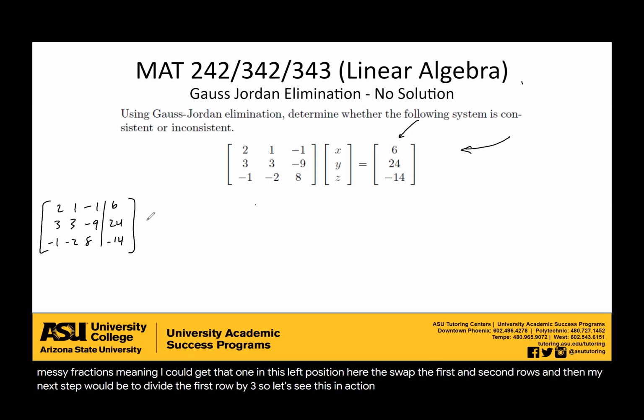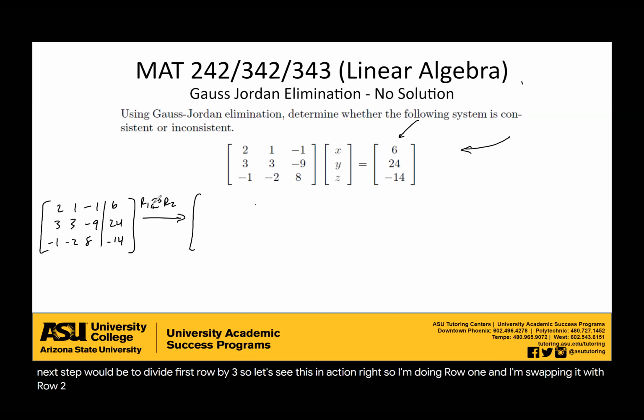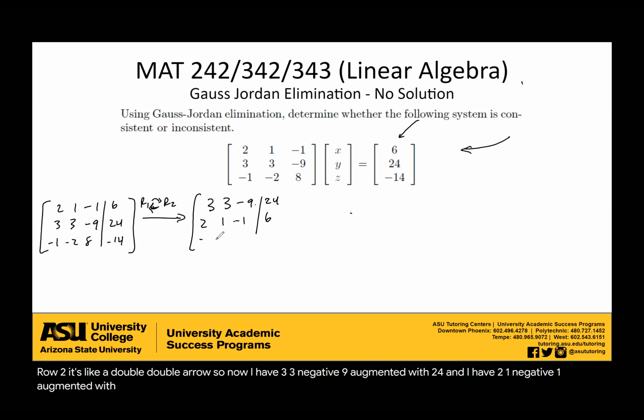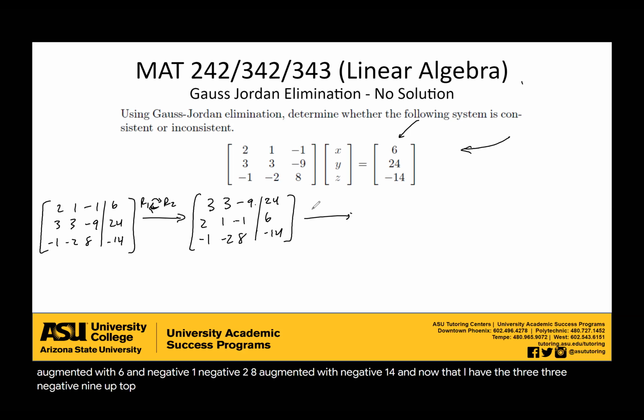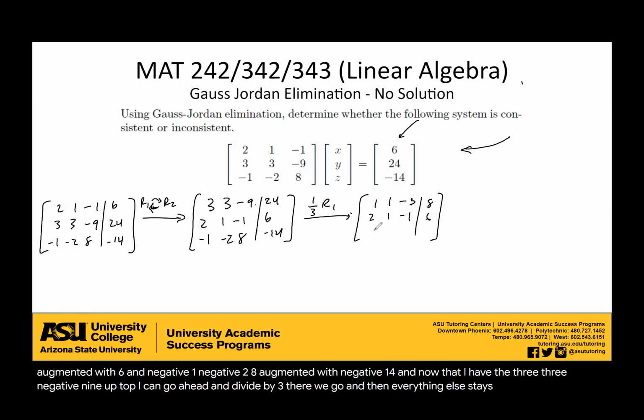So let's see this in action, right? I'm doing row 1 and I'm swapping it with row 2. It's like a double arrow. So now I have 3, 3, -9 augmented with 24, and I have 2, 1, -1 augmented with 6, and -1, -2, 8 augmented with -14. And now that I have the 3, 3, -9 up top, I can go ahead and divide by 3. There we go. And then everything else stays the same.